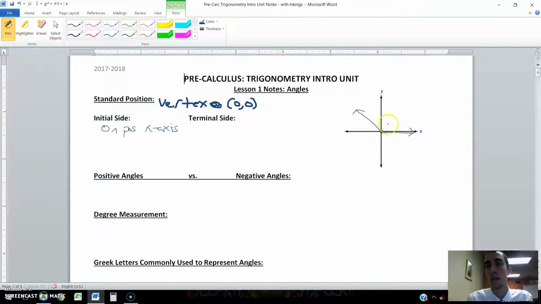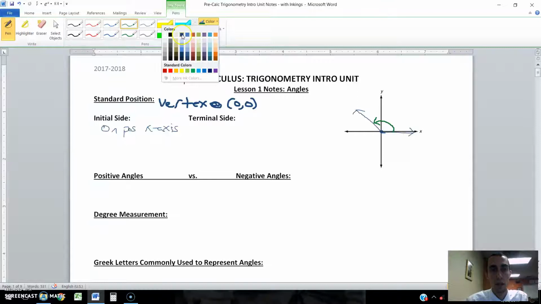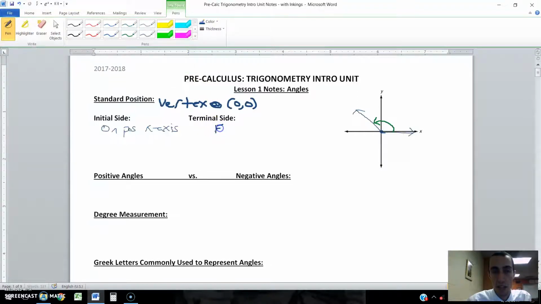is rotating counterclockwise. So to signal that the rotation is in the counterclockwise direction, I'm going to draw a little arc. Let me put this arc in a different color. Do a little arc from here over to the terminal side. So let's go back to blue. So the terminal side is, in a sense, the ending side.